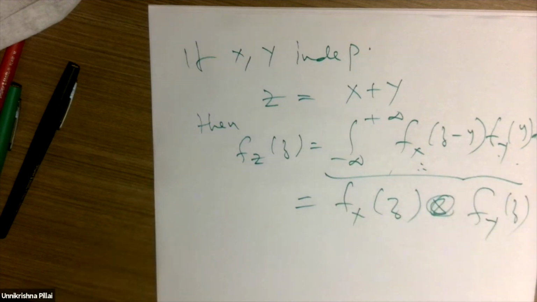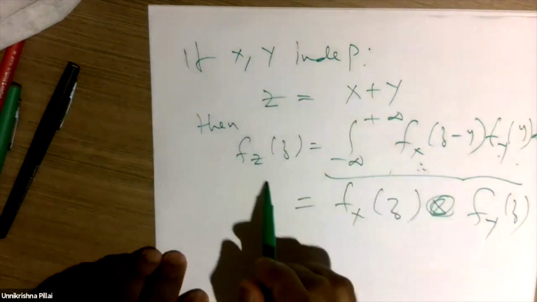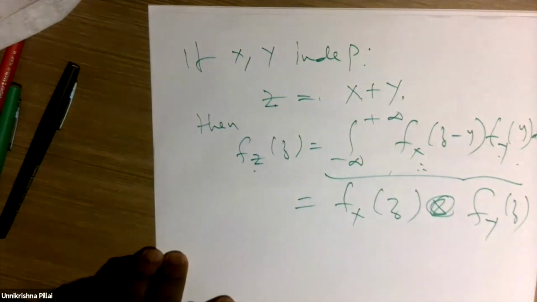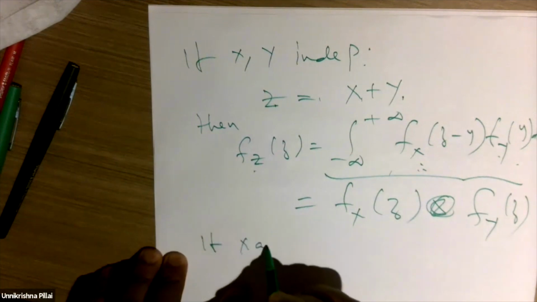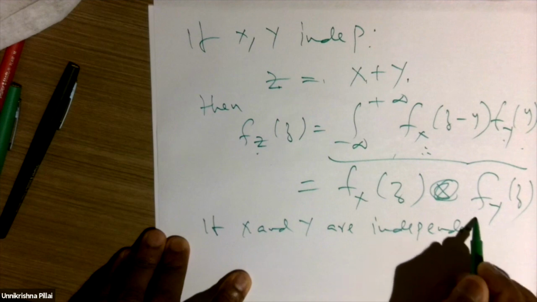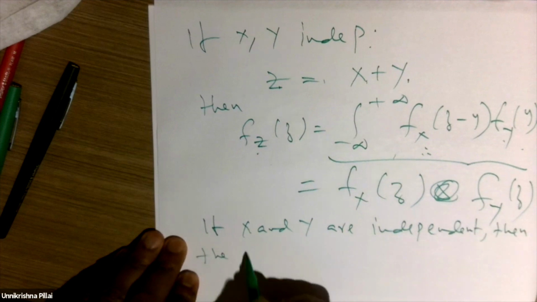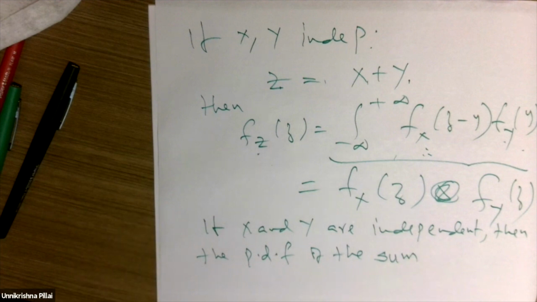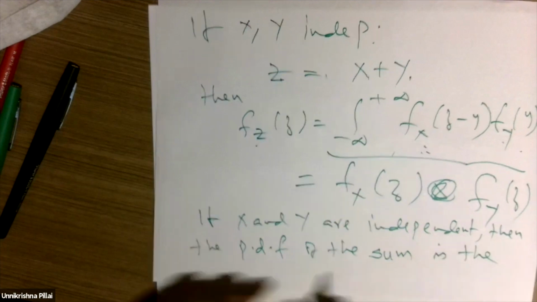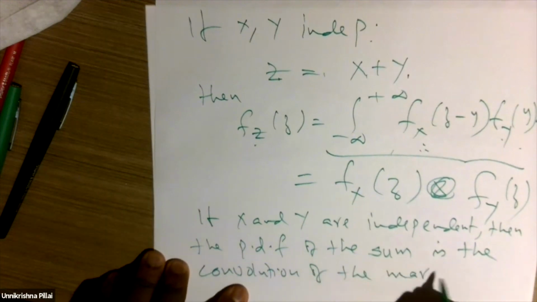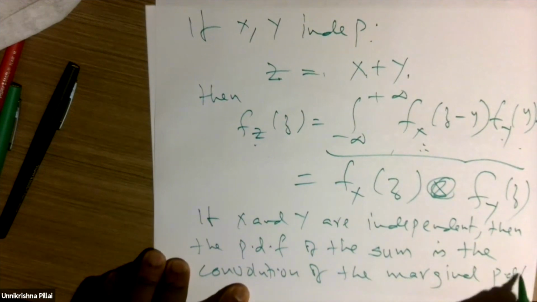So we have a theorem. What is the theorem? If X and Y are independent, and Z equals X plus Y, then the density function of their sum is given by the convolution of the density functions. I will write it here. If X and Y are independent, then the PDF of the sum is not the sum of the PDFs. I've seen all sorts of silly stuff being written. What we have derived is that if X and Y are independent, then the PDF of the sum is given by the convolution of the marginal PDFs. Marginal PDF means the PDFs of X and Y.